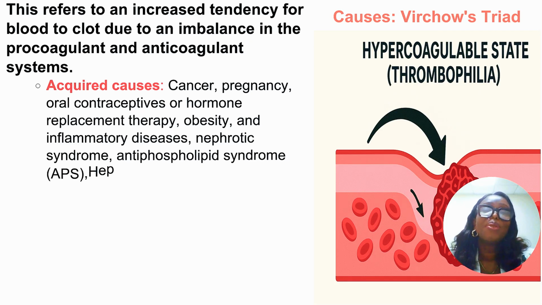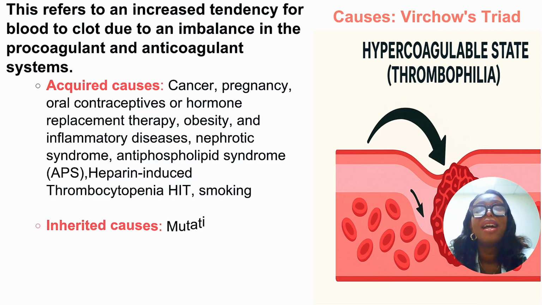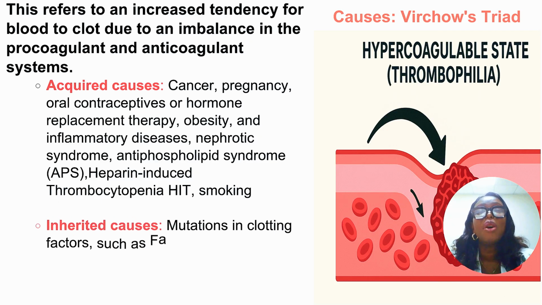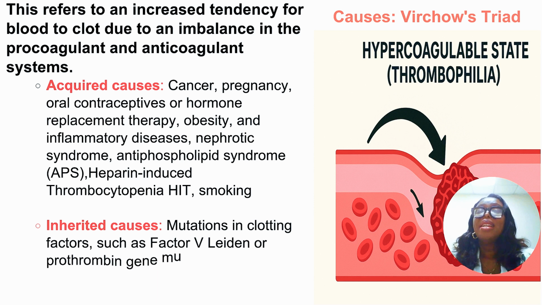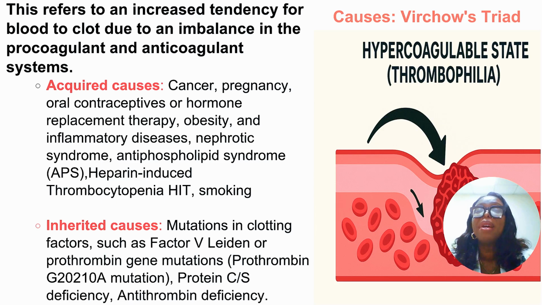The third cause of thrombosis, according to Virchow's Triad, is hypercoagulable state or thrombophilia. This refers to an increased tendency for blood to clot due to an imbalance in the procoagulant and anticoagulant system. It can be acquired, it can also be inherited.